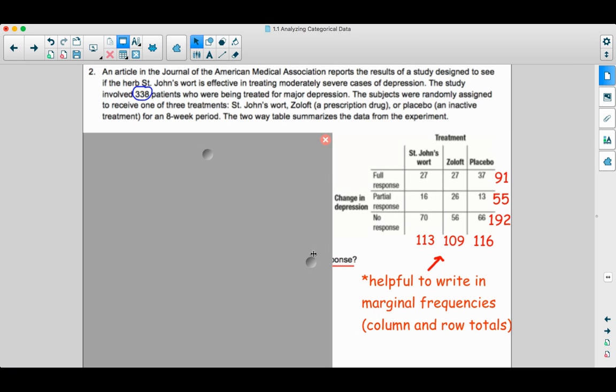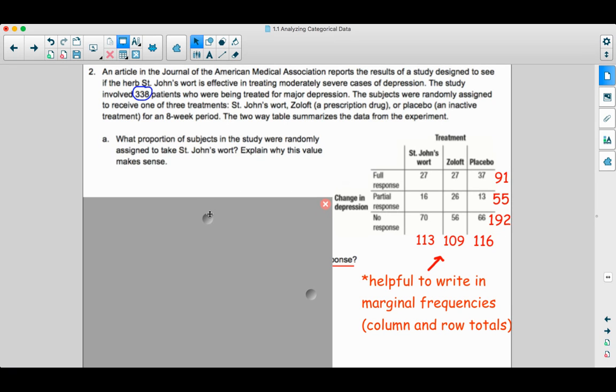Taking a look at the 2A table, you notice that I right away filled in the marginal frequencies. Those are those column totals and those row totals, and I did a quick check to be sure that each of those added up to 338. So number 1, what proportion of subjects in the study were randomly assigned to take St. John's wort? Explain why this value makes sense.